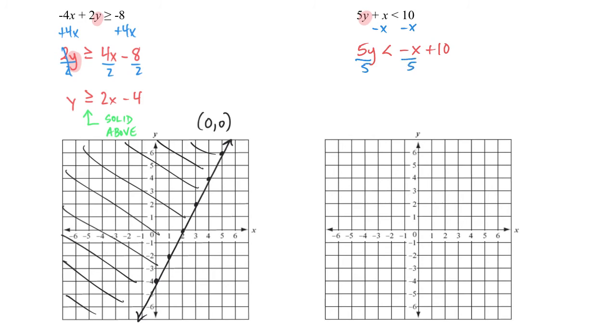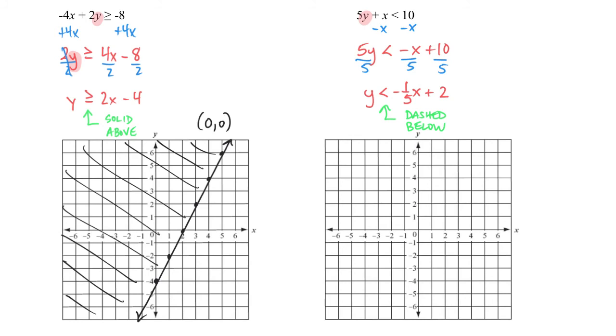Now listen, don't forget, if you divide by a negative number, just like when you're solving, you need to flip your inequality sign. y is less than -1/5 x, like we talked about in the last unit, plus 2. So this is a y-intercept of 2, slope of -1/5. And what does that symbol tell me? That symbol tells me I need to have a dashed line and I need to shade below it.